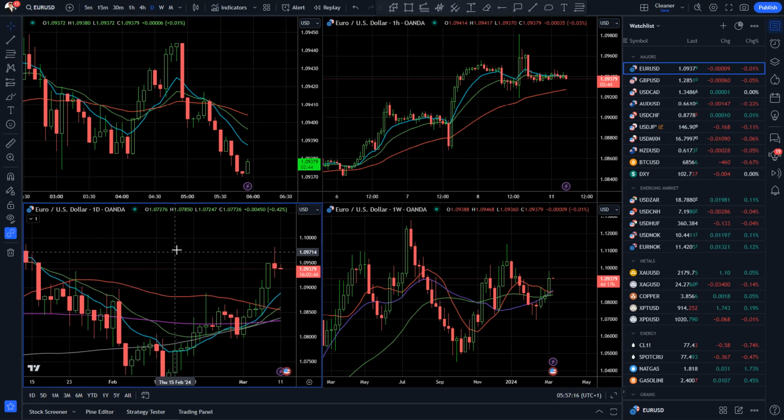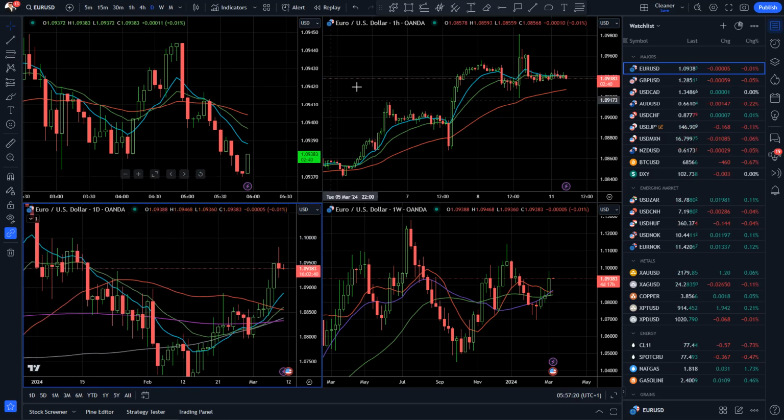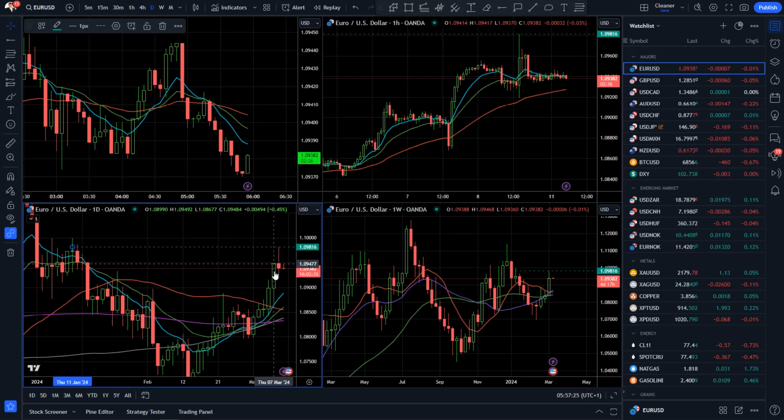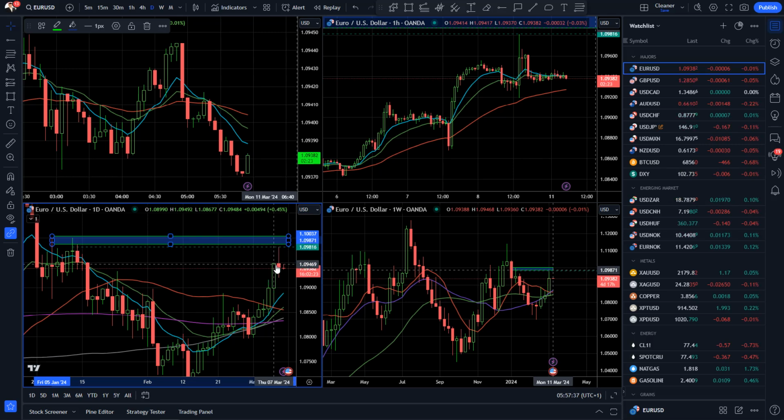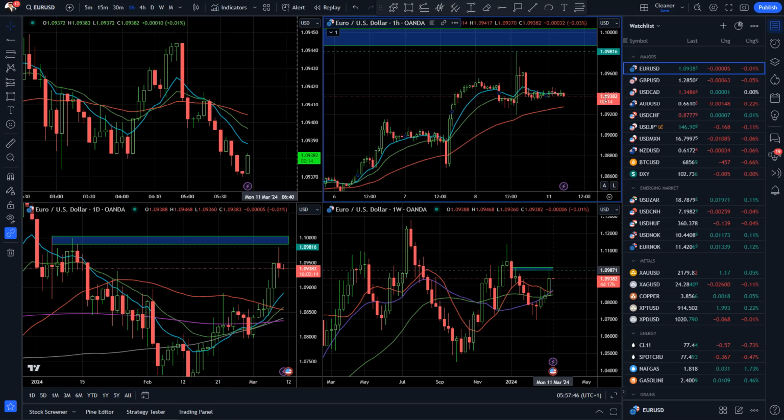What we can see, let's take a look at the bottom left chart. This is the daily time frame, and we can see that we had quite a decent rejection of this resistance area or resistance cluster. I will just put a rectangle here so you can see this resistance cluster around 1.0985. So market traded into that area and then closed actually low down for the day.